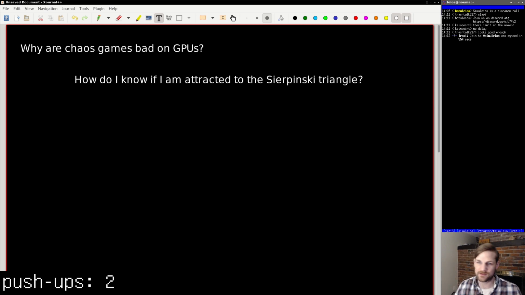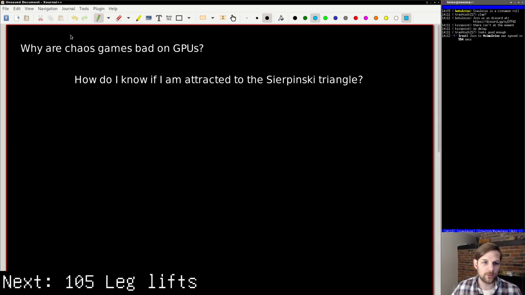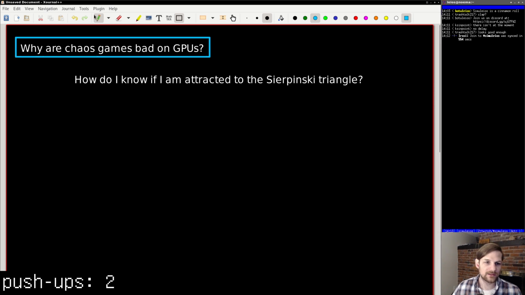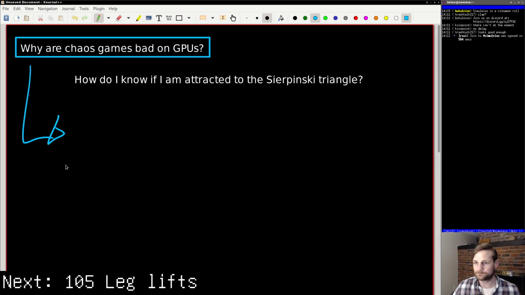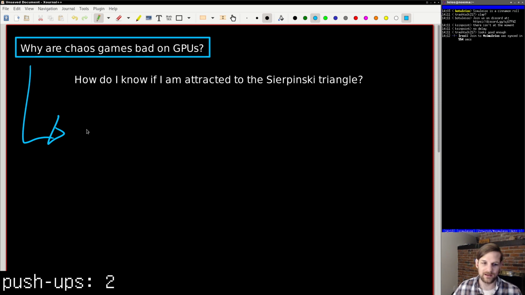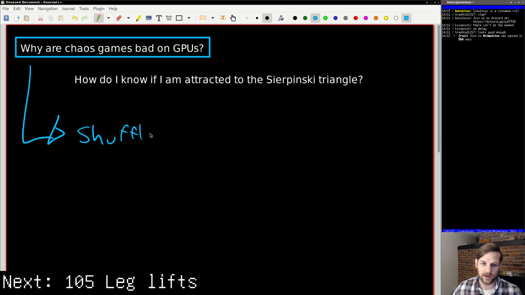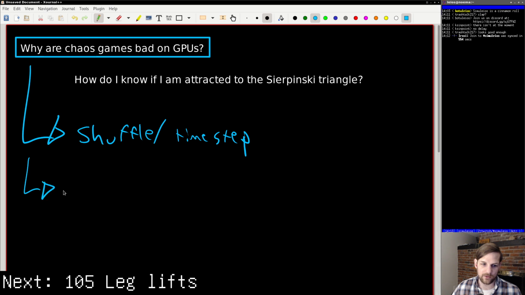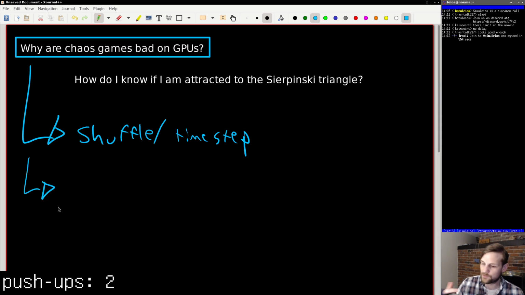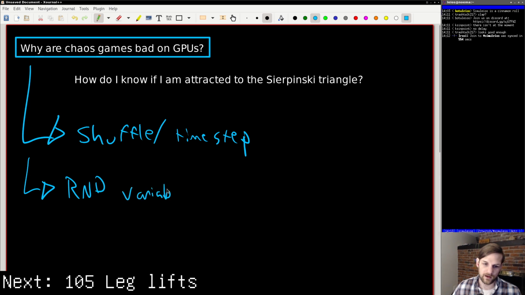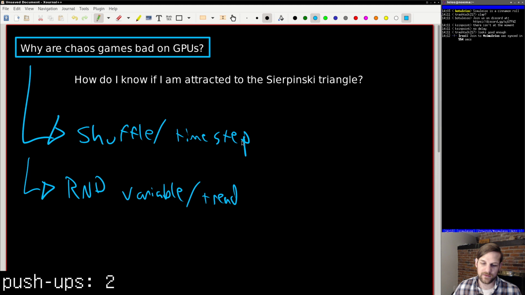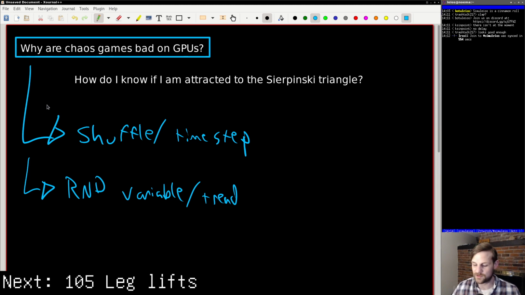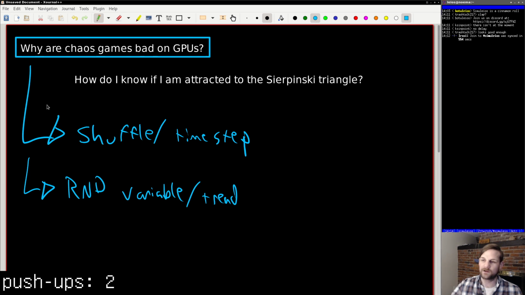Okay, so the first question over here, why are chaos games bad on GPUs, right? As we were discussing why chaos games are bad on GPUs, we actually talked about a bunch of different solutions to this. We had the idea that we shuffle the array every time step, shuffle per time step. We also had the idea that we find some tricks to make it so we have a random variable stored in each thread, a random variable per thread. Now, the way chaos games work is you take one value and you kind of iterate through at random which function you move to, right?